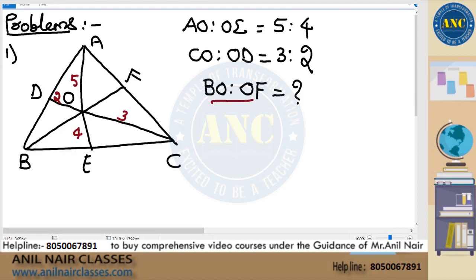Suppose I take a point E. Now, what is 2 plus 3 here? 5. So this midpoint O is a multiple of 5. If I take DO plus OC, similarly, if I take AO plus OE, what is 5 plus 4? 9. So this point is a multiple of 5 and also a multiple of 9. So let this point's weight be 45, since it is a multiple of 9 and 5.